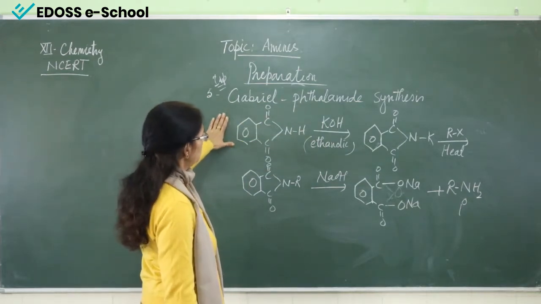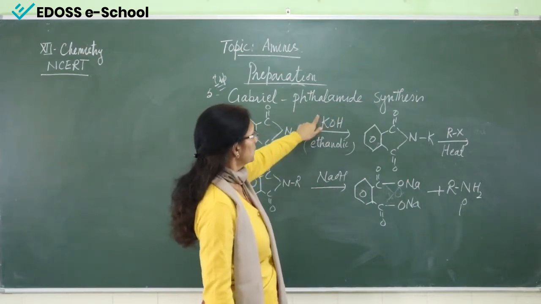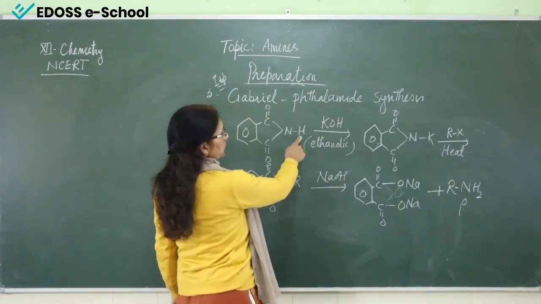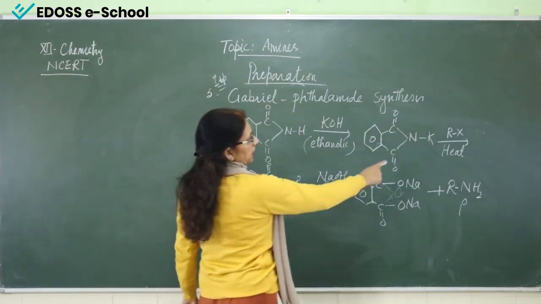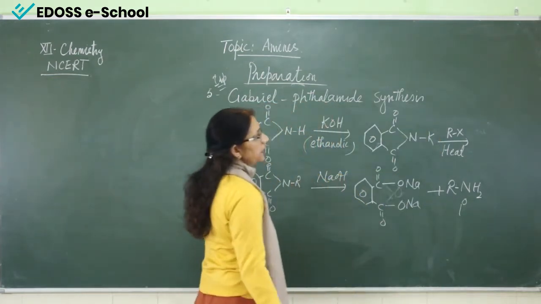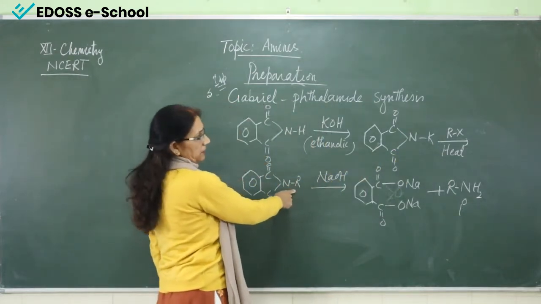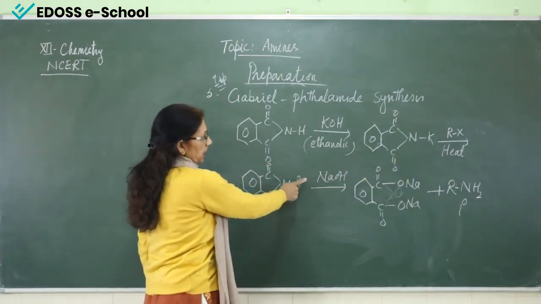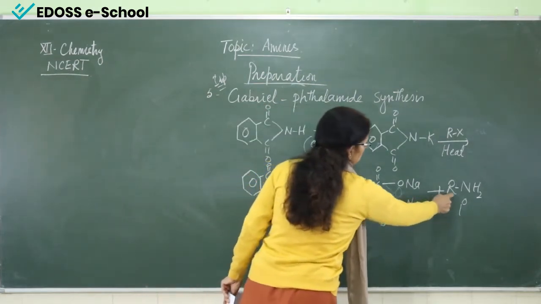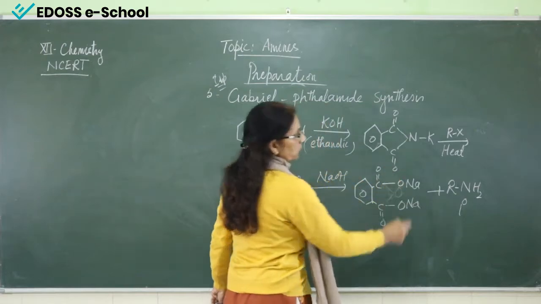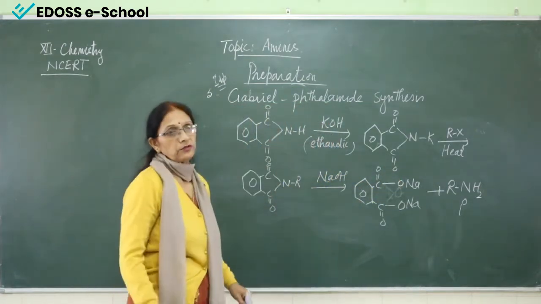Very easy reaction. Phthalimide first reacted with ethanolic KOH. What happened? This hydrogen is replaced by K. Everything is same. And then again we heat it with alkyl halide. Same way, this K is replaced by R. Alkyl group is attached here. And then we react it with sodium hydroxide. This amine is given out and this byproduct is given out. So this is Gabriel phthalimide synthesis.